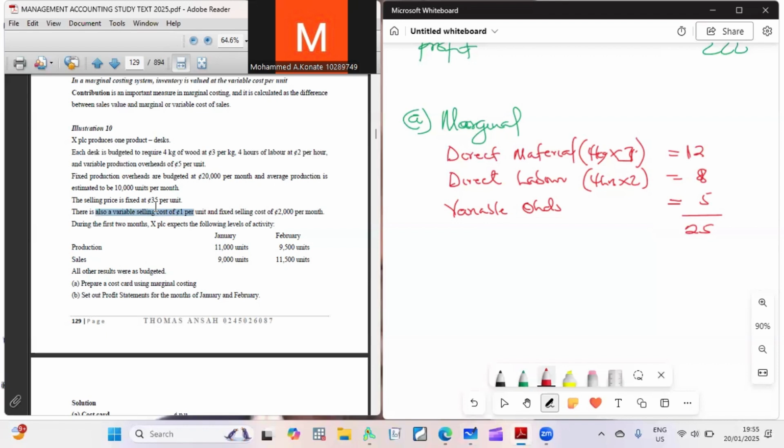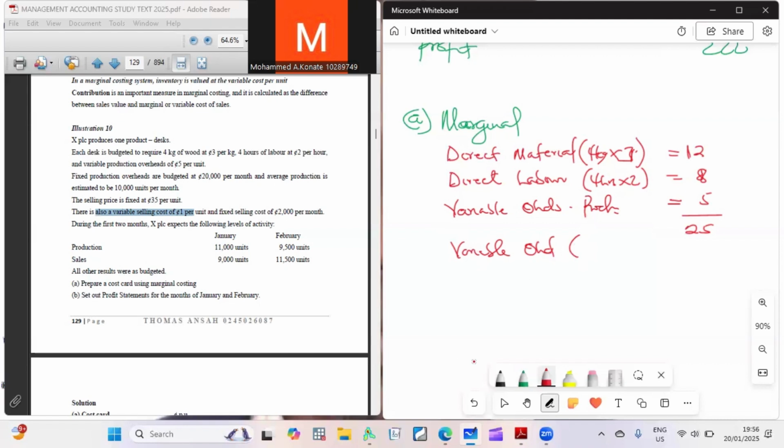So we told you that we add variable production and non-production. So this one was for production, and there is a non-production, variable non-production. So we add all variables, whether production or non-production. So take note of that.